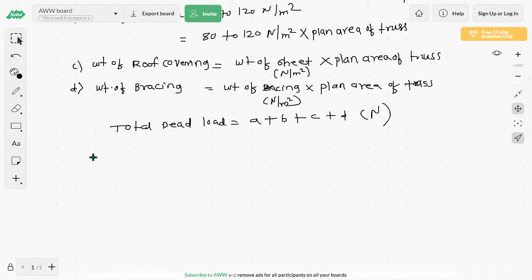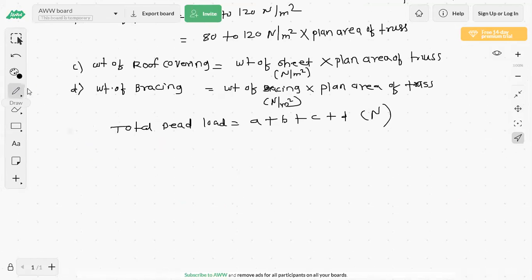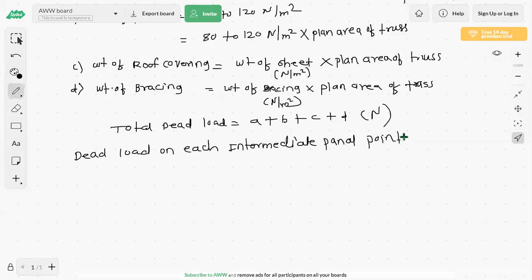So here this dead load we have to calculate on each intermediate panel point. See, the dead load on the first intermediate panel point is equal to the total dead load divided by the number of panels.